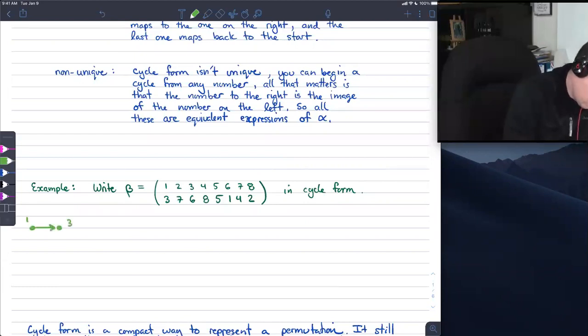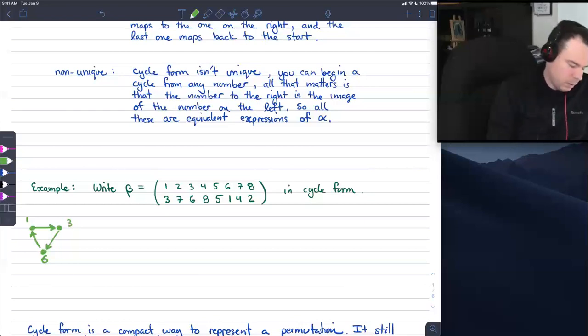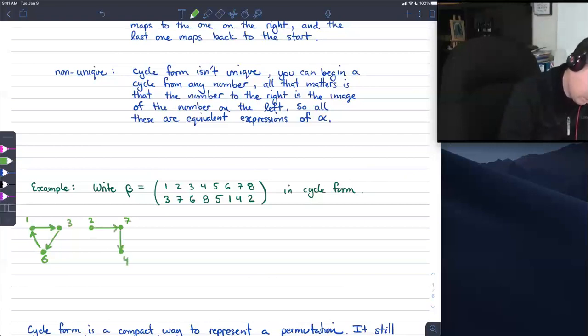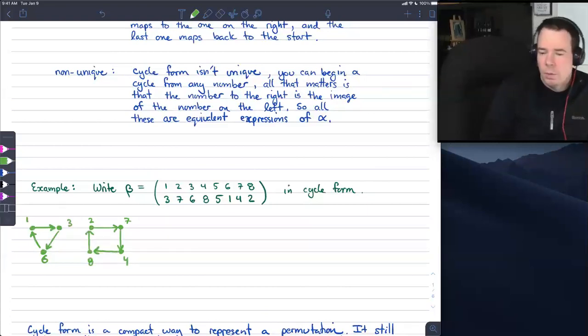And then 3 goes to 6. And then 6 goes to 1, so it comes back around to where we started. And so that's part of beta. It cycles these 3 numbers around. What else does it do? Well, it takes 2 and sends it to 7. And then 7, it sends to 4. And then 4, it sends to 8. And then 8, it sends to 2. So beta also cycles these 4 numbers around.